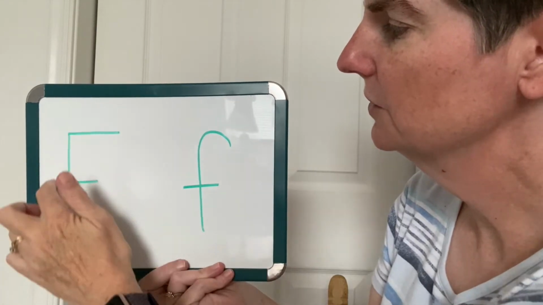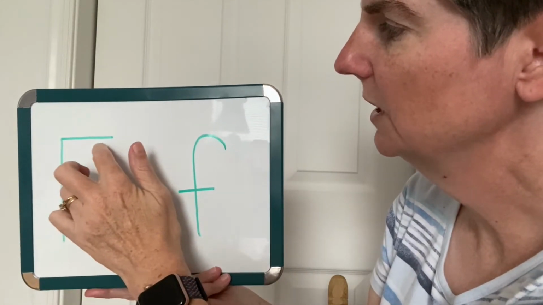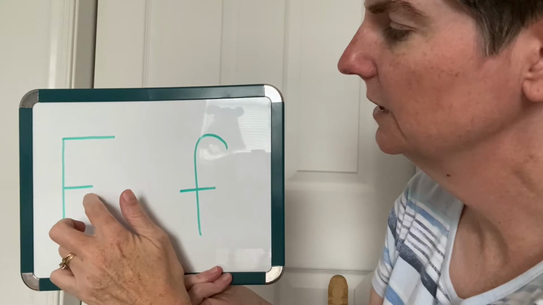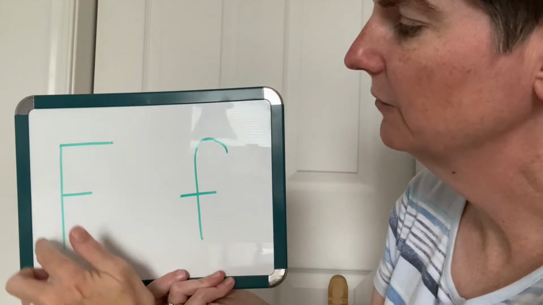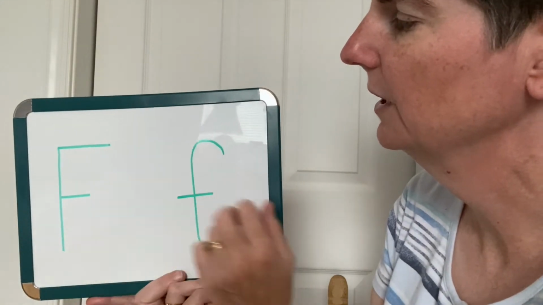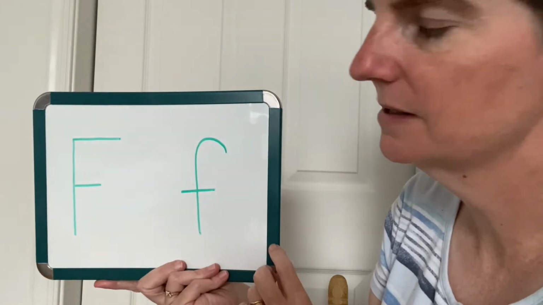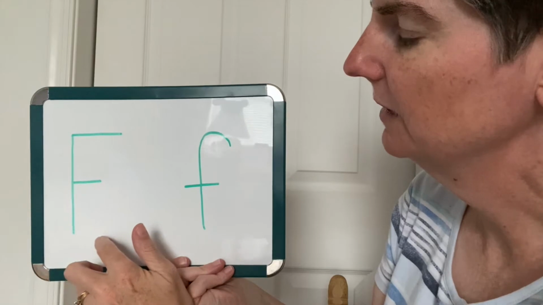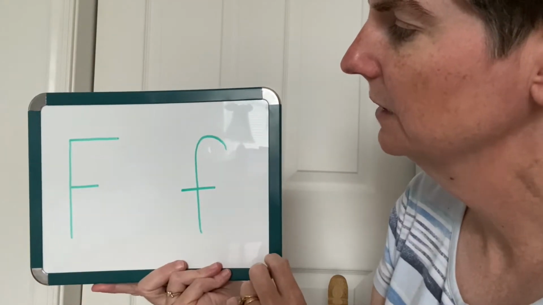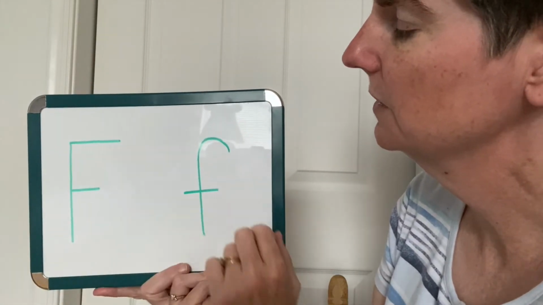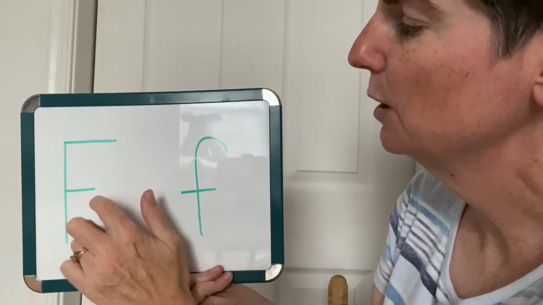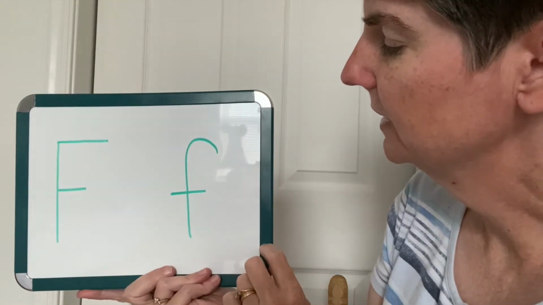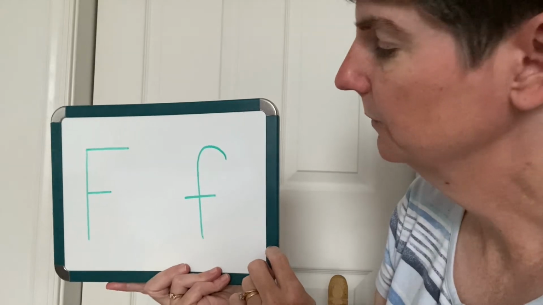Let's look at uppercase F. We have that long straight line and a shorter line at the top and a shorter line in the middle. So how many lines do we have? 1, 2, 3. And they're all straight lines. It looks a little bit like a letter E, but it doesn't have that line at the bottom like letter E has. So 3 straight lines, one up and down, one at the top, and one in the middle.